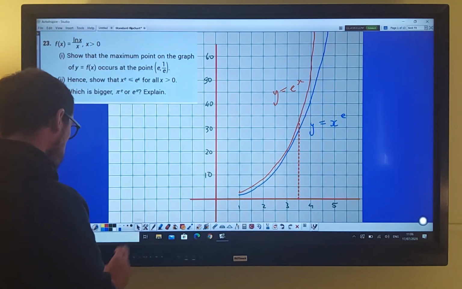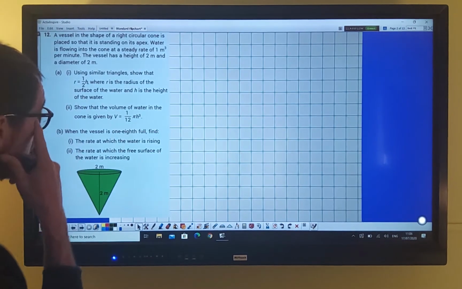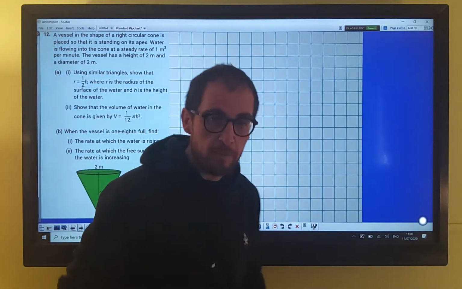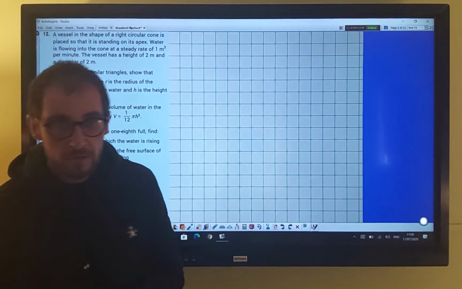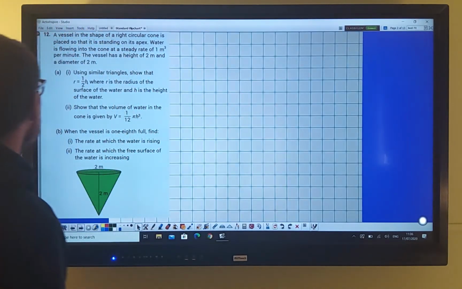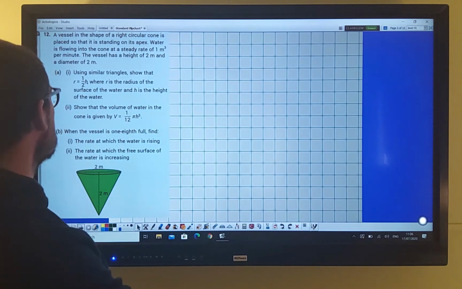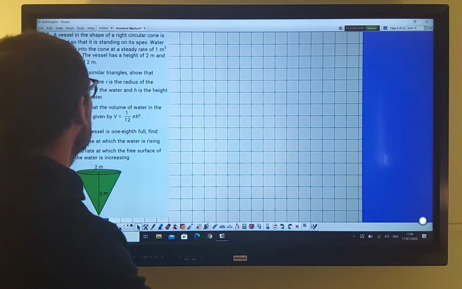Okay, now, the next question. This is a really tough calculus question. This is a classic Leaving Cert 50 mark exam question. So we start off with part A. You're given a vessel in the shape of a right circular cone, standing on its apex. The water is flowing into the cone at a steady rate of 1 meter cubed per minute.